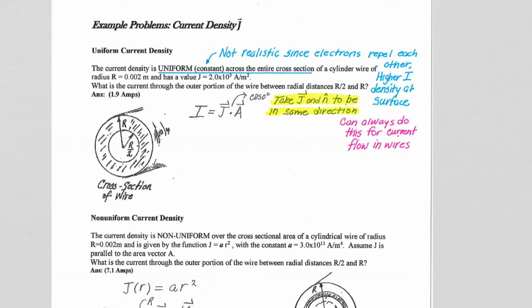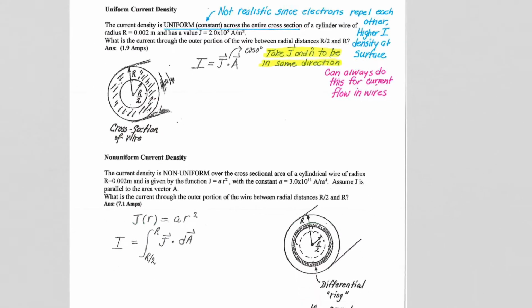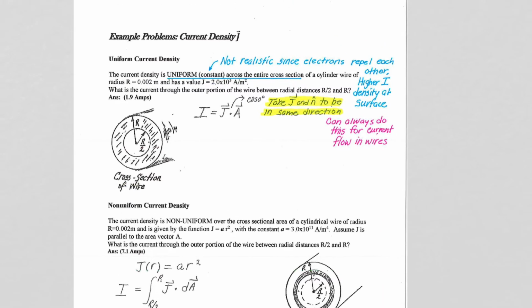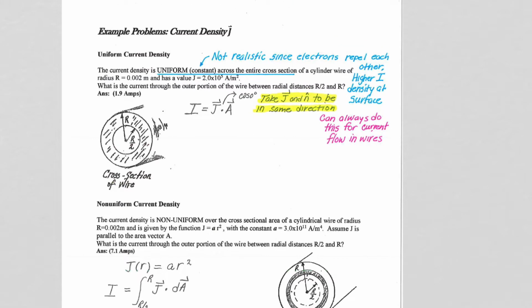We're now going to look at two example problems using the equation I equals J dot A and the equation integral I equals integral J dot dA. And the application comes down to whether you are told you have a uniform current density, in which case you will absolutely use I equals J dot A, or whether you have a non-uniform current density.